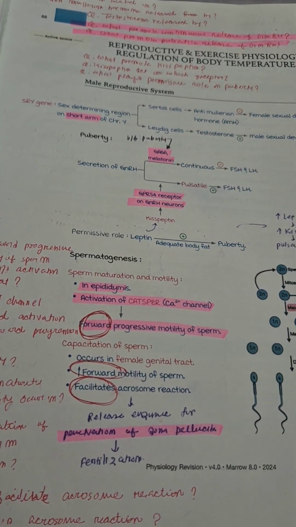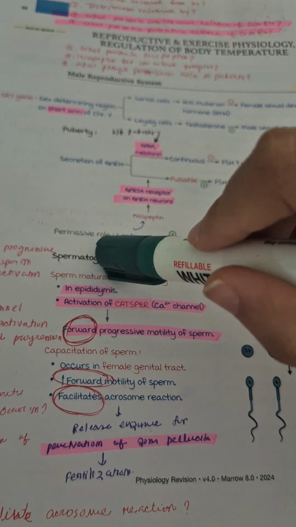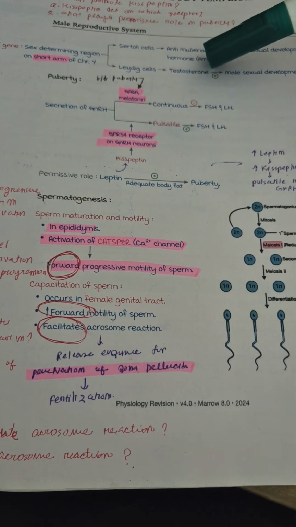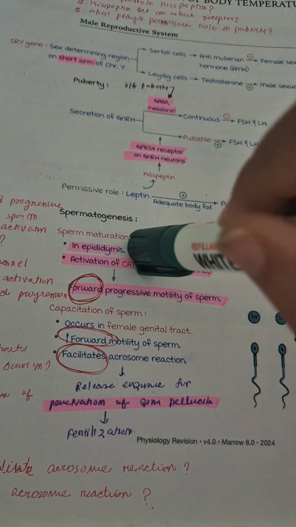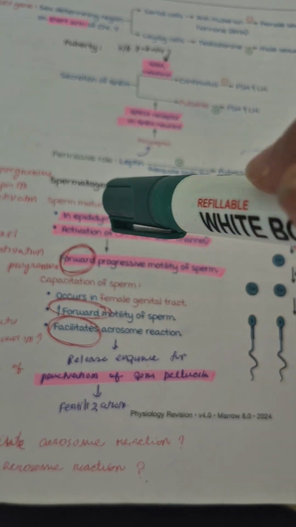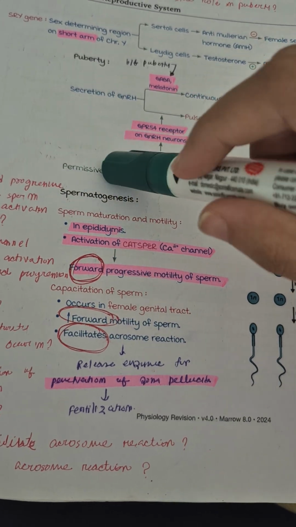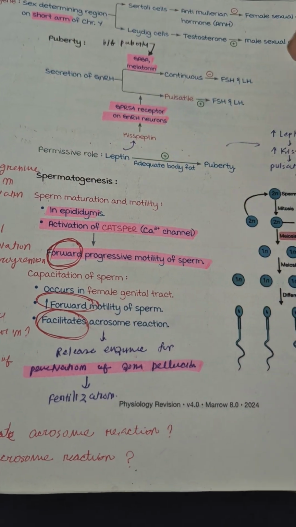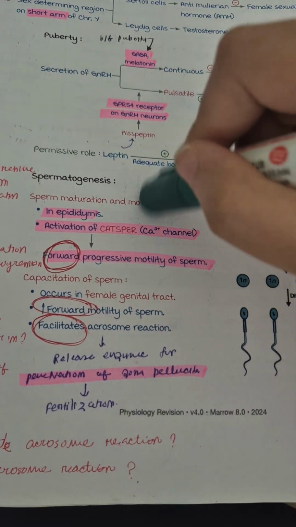Spermatogenesis includes sperm maturation and motility, and sperm capacitation. Maturation and motility occur in the epididymis. It causes activation of CatSper, which is a calcium channel that causes forward progressive motility of sperm. Forward motility facilitates the acrosome reaction, which releases enzymes for penetration of the zona pellucida. Capacitation of sperm occurs in the female genital tract, and in capacitation it also gains forward motility and facilitates the acrosome reaction.